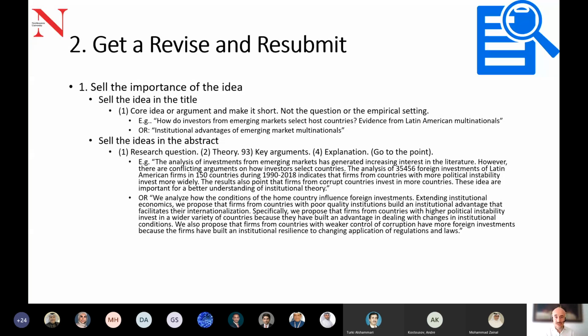We analyze the relationship between these things. We build on this theory. We propose this. This is a much more direct way of presenting things. And then the introduction is the other point in which you are going to sell the ideas.